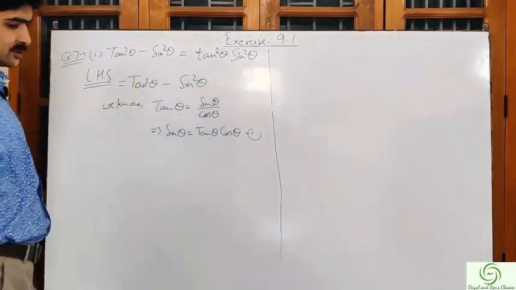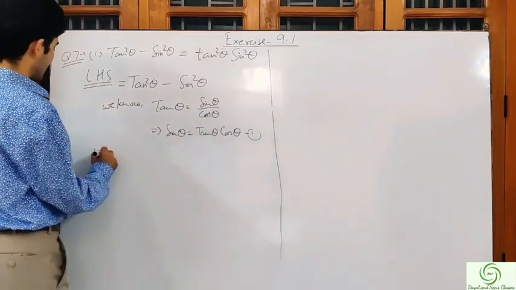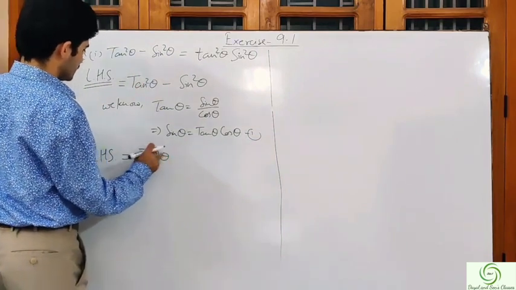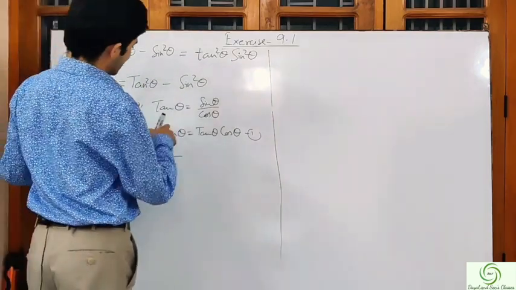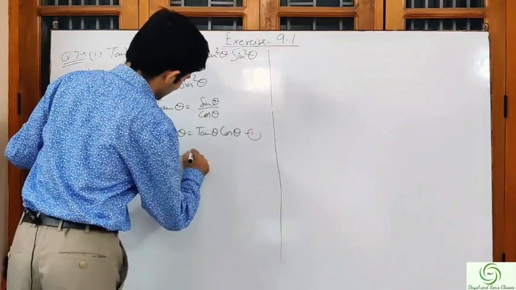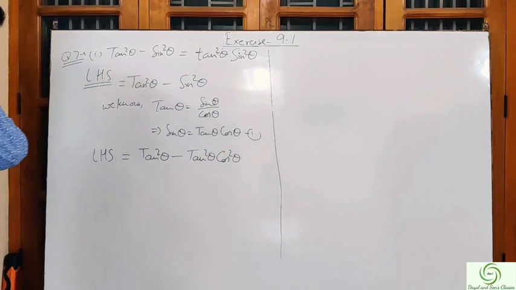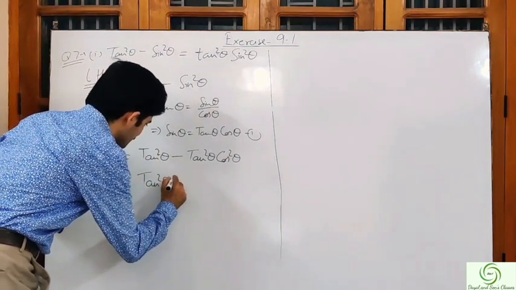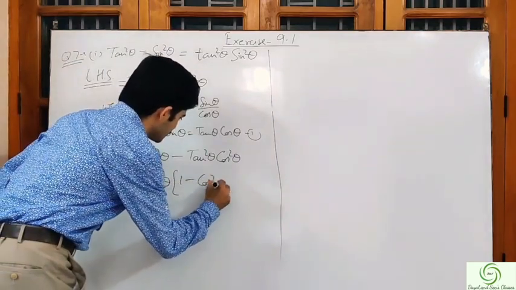Now let us substitute this value of sin theta in the left hand side. So the LHS will become equal to tan square theta minus, in place of sin theta what can I write? Tan theta cos theta, and since we have square we get tan square theta cos square theta. Am I right? Yes. Now I can take tan square theta common. What will I be left with? 1 minus cos square theta.